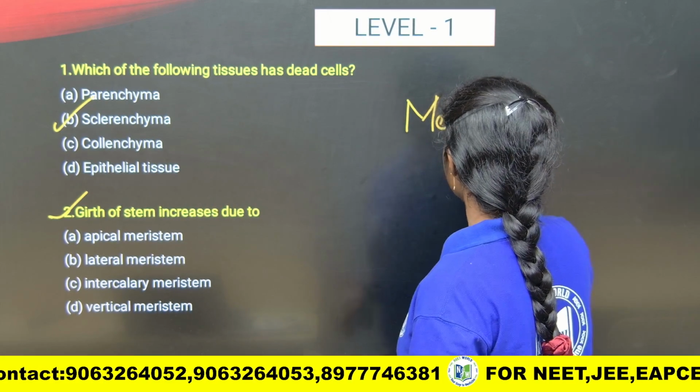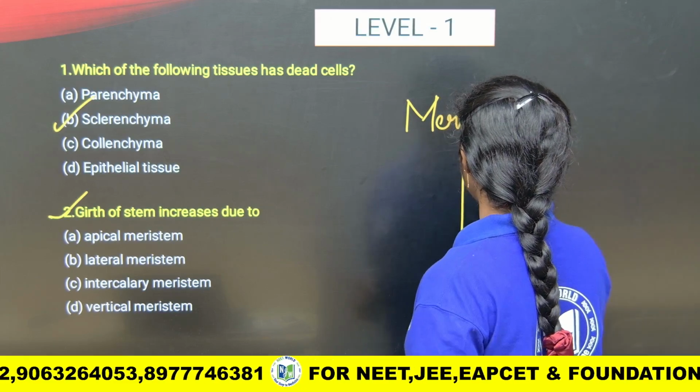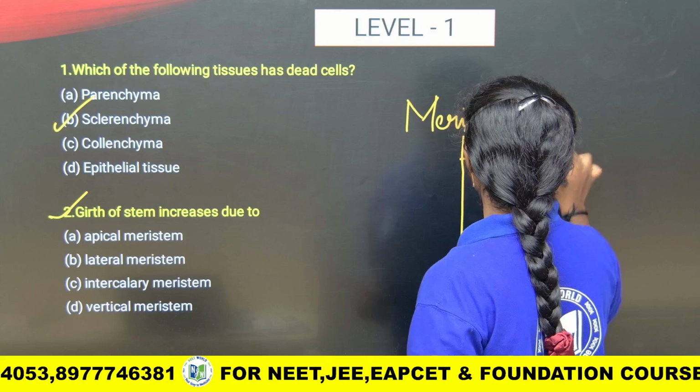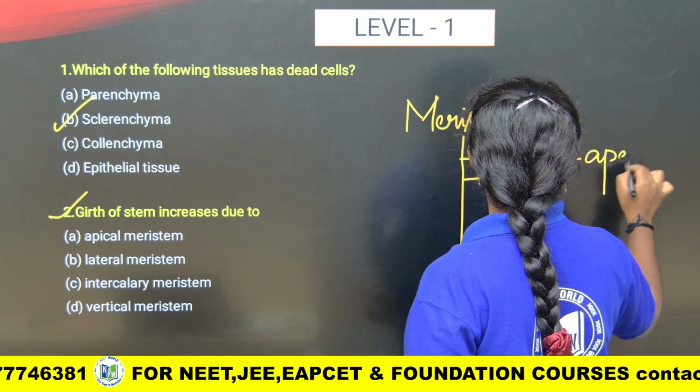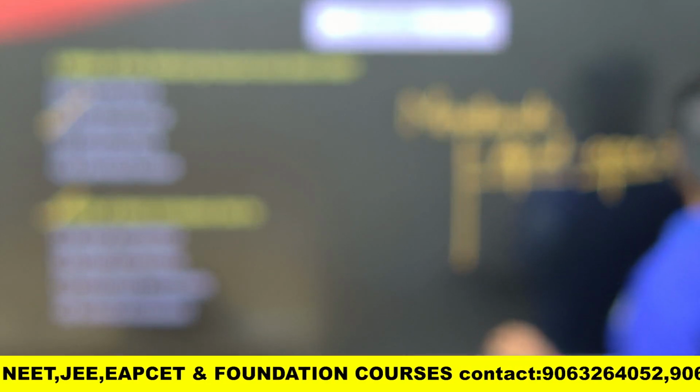Based on the location, the meristematic tissue is divided into three types. What are they? Apical. What is meant by the word apical? Apical means apex, the tips. It is mainly present at the shoot tips and also root tips, right? So there are three types of meristem: apical, intercalary, and lateral.